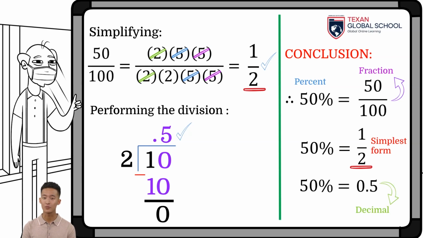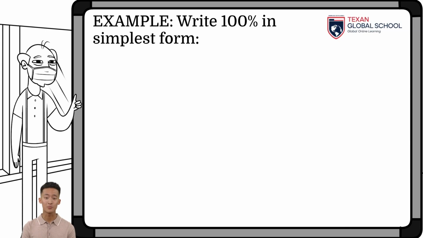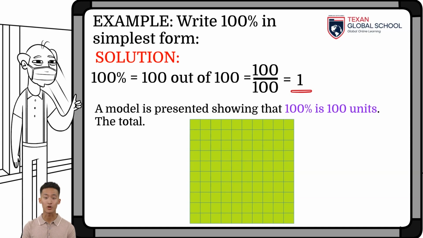In this next example, let us represent 100% in its simplest form. So, 100% means 100 out of 100. As a fraction, it is represented as 100 out of 100. And when simplifying, it is 1. The model represents the total of the 100 squares or units, as shown on the board.